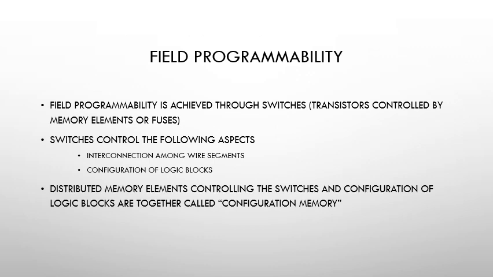FPGA programmability is achieved through switches, transistors controlled by memory elements or fuses. Switches control the following aspects: interconnection among wire segments and configuration of logic blocks. Distributed memory elements controlling the switches and the configuration of logic blocks are together called configuration memory.